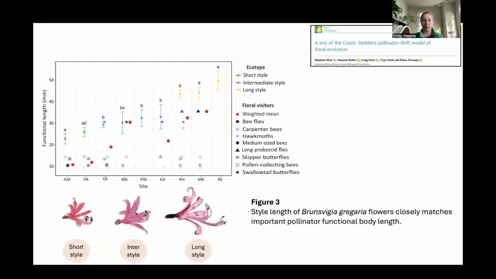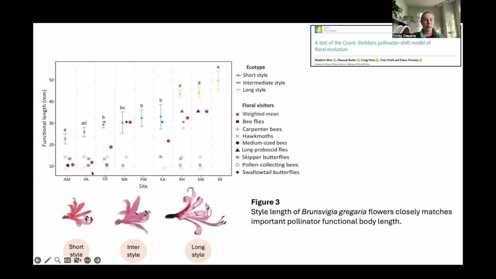Okay, and then in their figure 3, they're showing us that actually in this system, most of the time, there is pollinator matching with the plants and flowers that they are visiting. So here all the way to the left, there is a photo of the short-styled plants, and these two are the short-styled populations. We can see that amongst the ecotypes here, our green short-styled ecotype has the shortest styles of all of the populations. Then also the length of the floral visitors, shown by each of these different symbols, is the smallest as well.